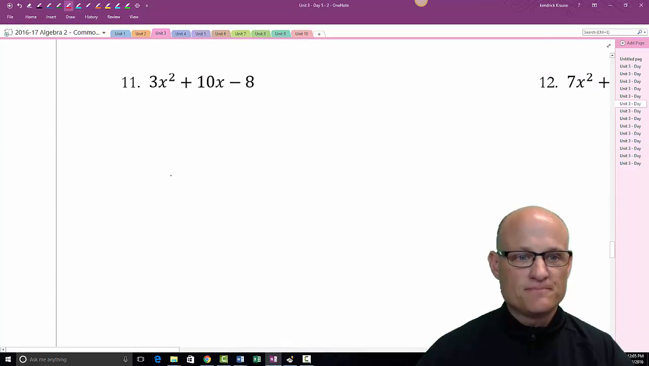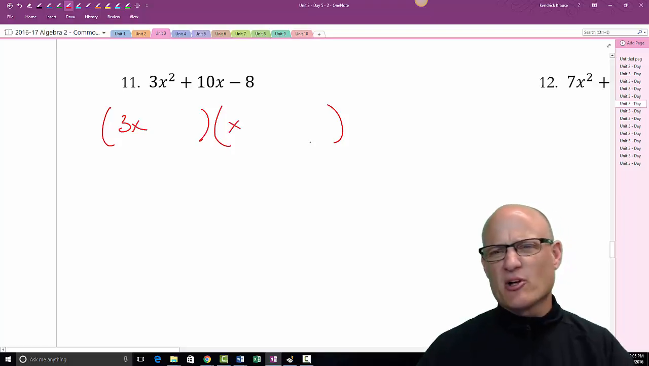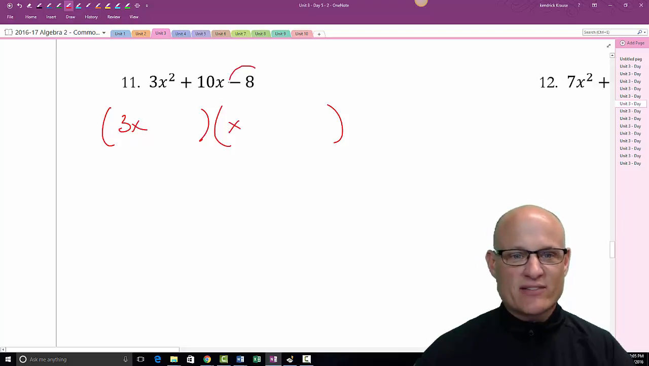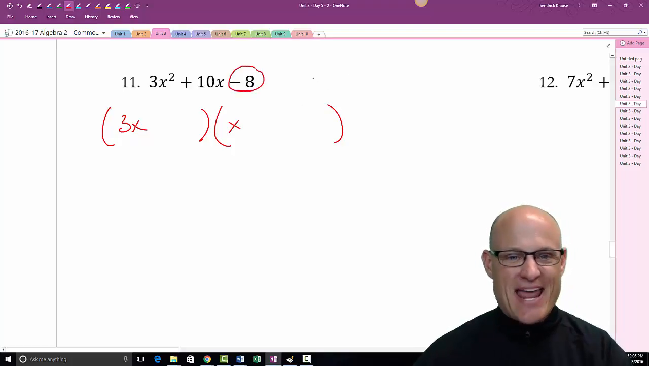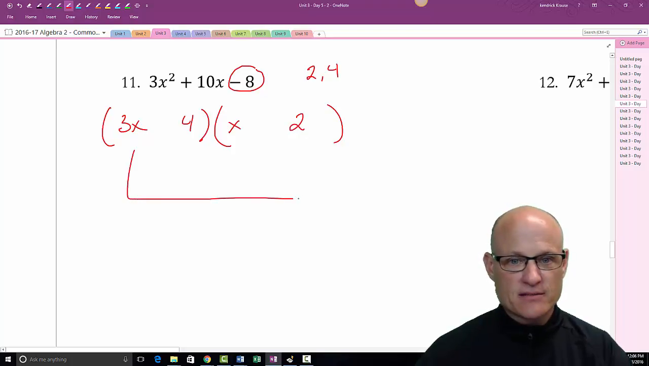All right, here we go. 3x and x. If I'm going to multiply to 8, by the way, notice that the sign's negative, so I'm not putting the signs in. But if I'm going to multiply to 8, it's probably going to be 2 and 4. So let's put the 4 here and the 2 here. Let's see if I can get it. 6 and 4. Oh, my gosh. 6x and 4x add up to 10x.